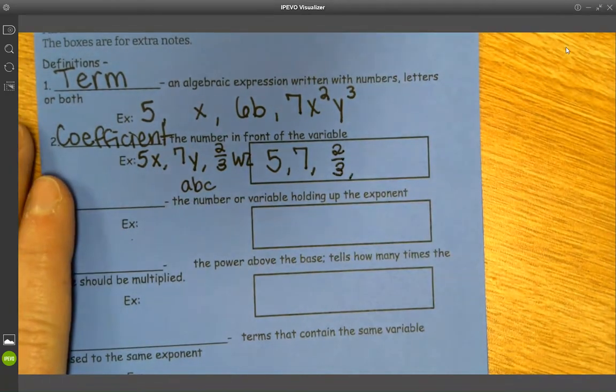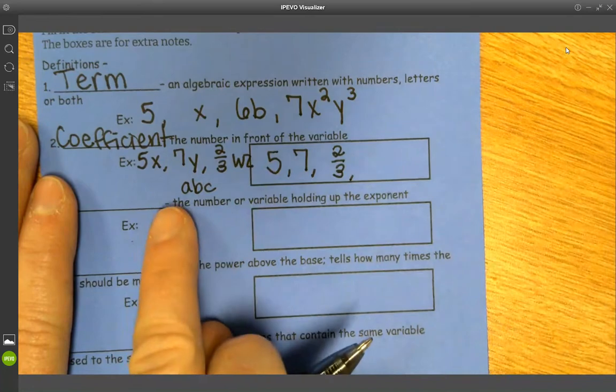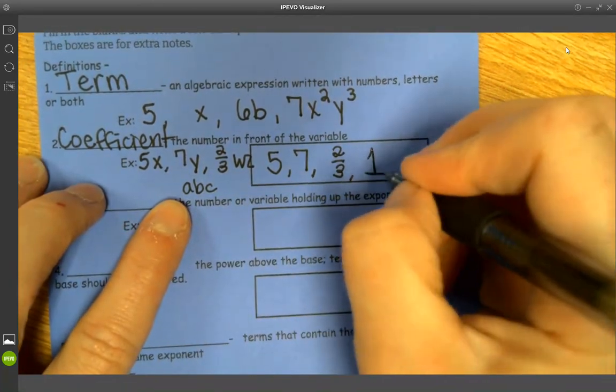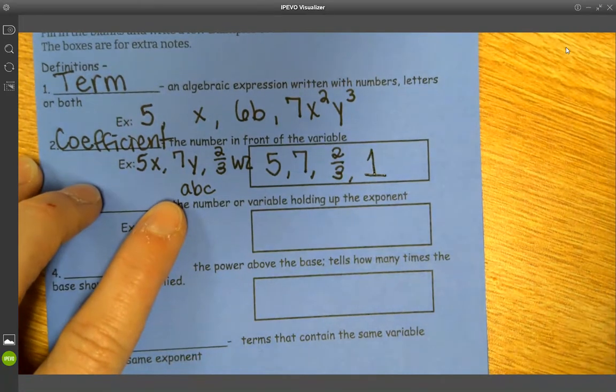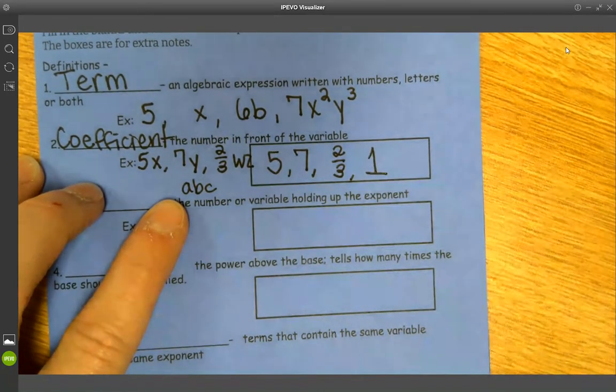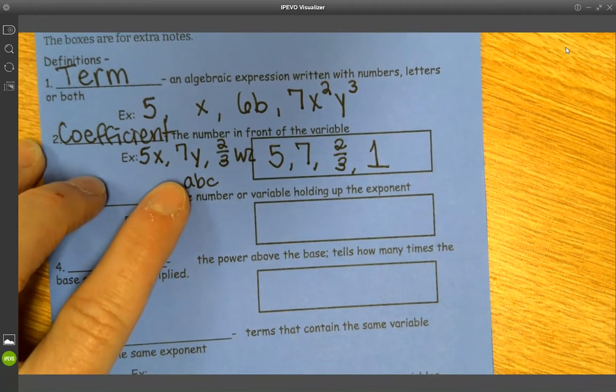What about just ABC? What's the coefficient? 0. It's the number in front. If there's nothing out front, what would that mean there is? A 1. You got it. Not a 0, because if it says 0 ABC, that means there's 0 of them, so they get wiped out. So it's an understood 1 in front of any letter.